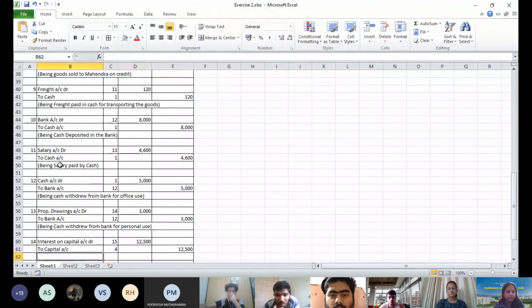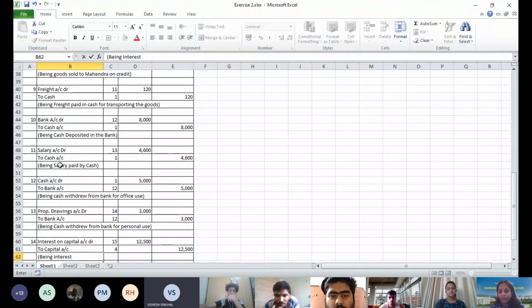Excuse me, it would be capital, and why not cash? Because we're getting it. Somebody asked me something. Why is it to capital and not to cash? Vishesh, now go to the question. Open the question. Charged interest on capital.